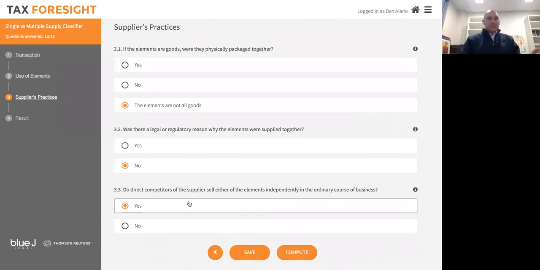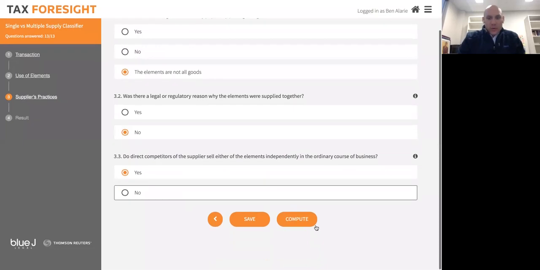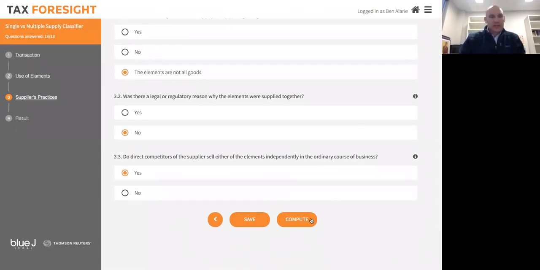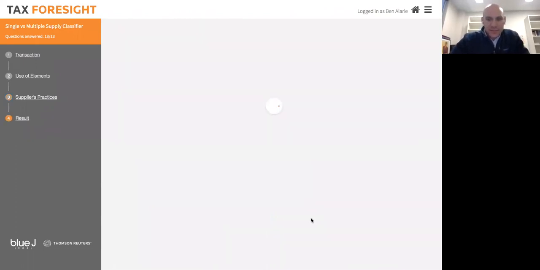Okay, so looks like we're done. What we can do now is click on compute and find out how Tax Foresight would analyze the situation. So when I click compute, the system's going to take all of the answers to these 13 questions, compare it to all the decided cases in this area, and come up with its best prediction about how a court would decide this particular set of facts. So let's see.